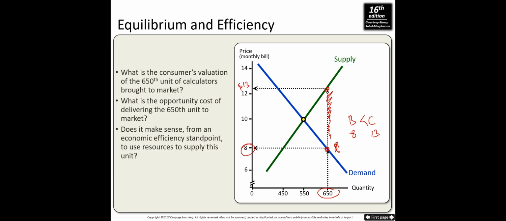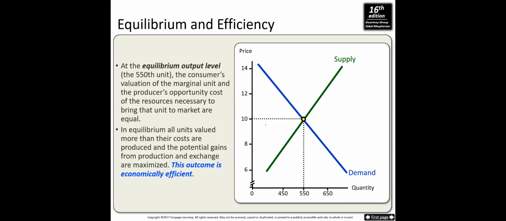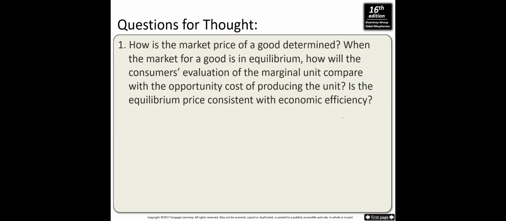Therefore, any quantities after the equilibrium quantity are not efficient. Any quantities before the equilibrium quantity are efficient. Therefore, all the trades up to and including the equilibrium quantity are efficient. So at the equilibrium output level, the 550th unit, the consumer's valuation of the marginal unit and the producer's opportunity cost of the resources necessary to bring that unit to the market are equal. In equilibrium, all units valued more than their costs are produced and the potential gains from production and exchange are maximized. This outcome is economically efficient.